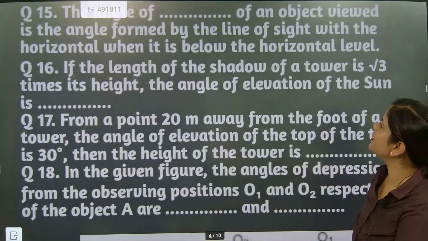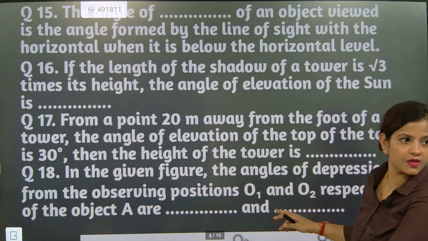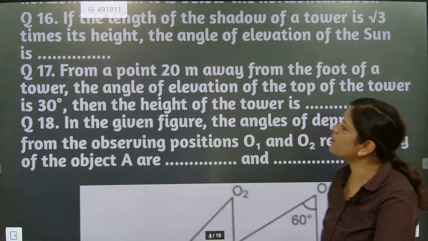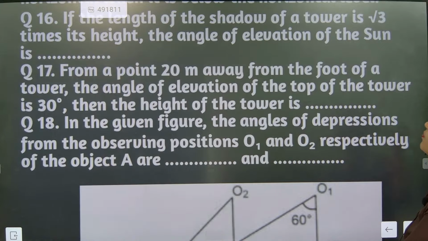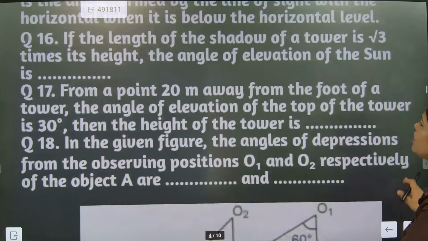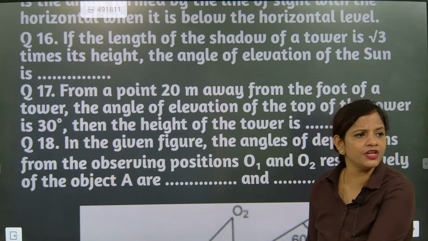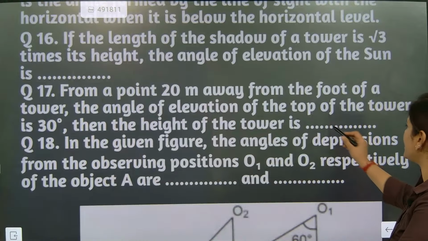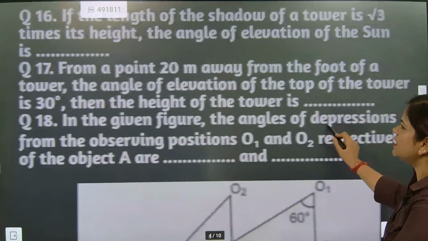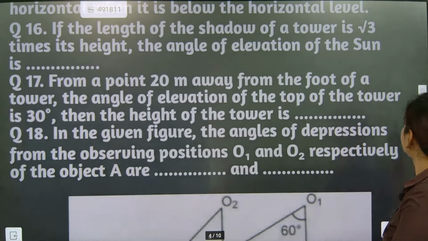The shadow portion is done, Navita. Next question: from a point 20 meter away from the foot of the tower, the angle of elevation of the top of the tower is 30 degree. The height of the tower is how much? 20 root 3. Here the answer is coming as 20 root 3. Direct solving is coming.